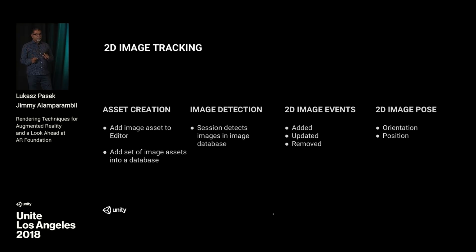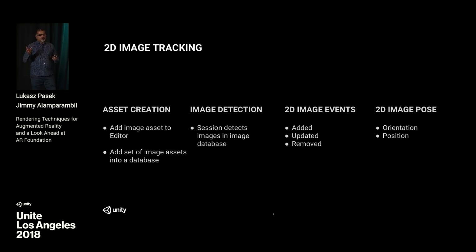So when a session detects an image, it sends you an event back up in AR Foundation that says, hey, I've detected an image, and I want to tell you what the position and orientation of that image is. And also, when you move the image around, the position and orientation of that image pose will update as the event comes up, that the updated image comes up.